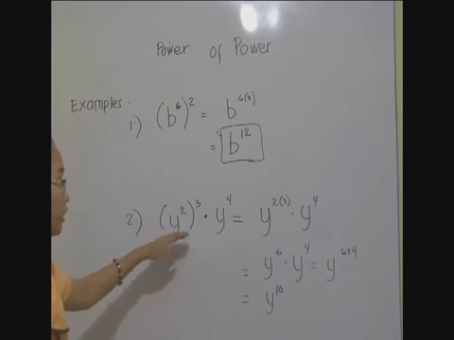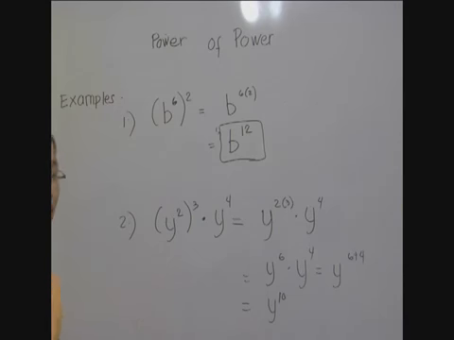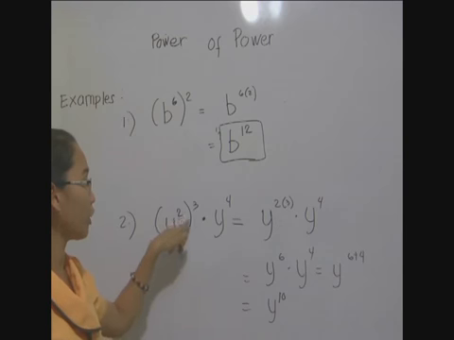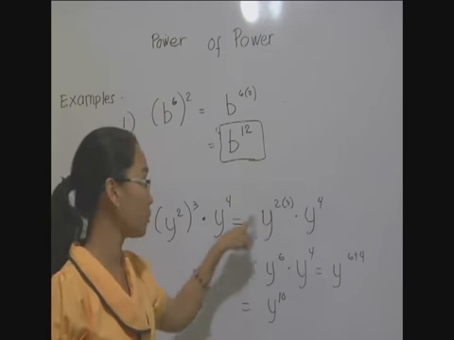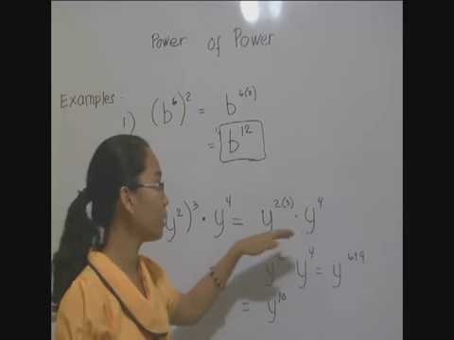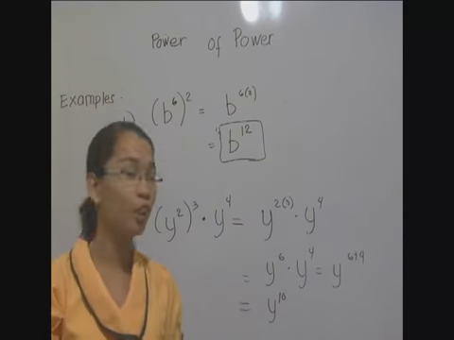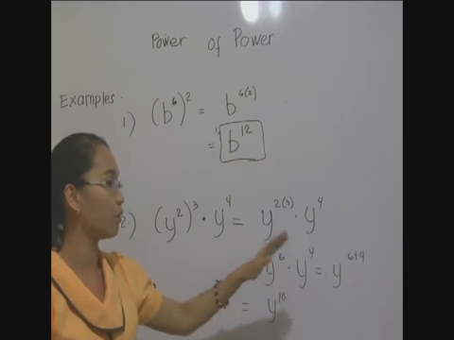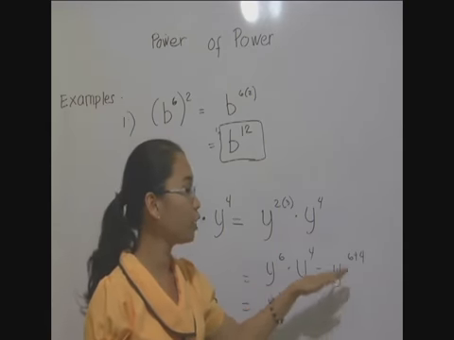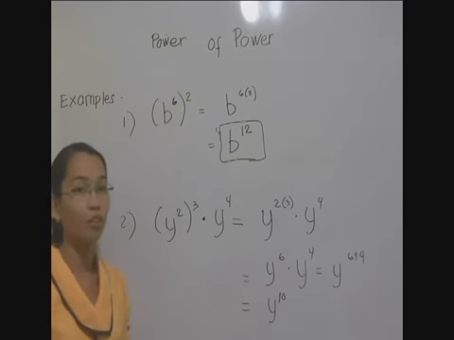If we have an expression like y to the power of 2, quantity to the power of 3, times y to the power of 4, we keep the base and multiply the exponent. That's why it will become y to the power of 2 times 3, times y to the power of 4. Because they have the same base, that is y, by the law of product of powers, we add the exponents. So that is y to the power of 6 times y to the power of 4. This is equal to y to the power of 6 plus 4, and that will become y to the power of 10.